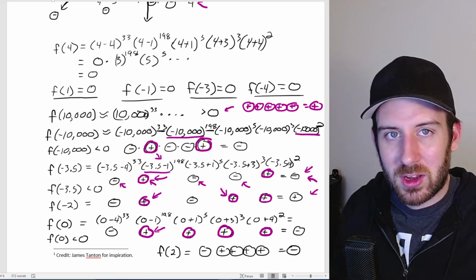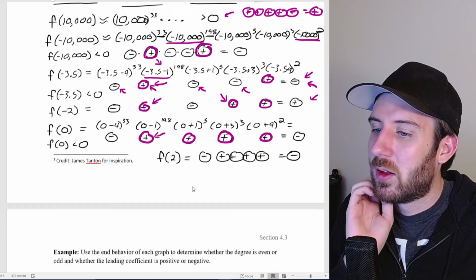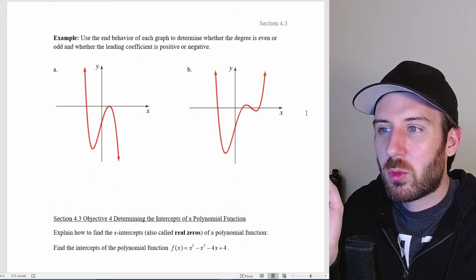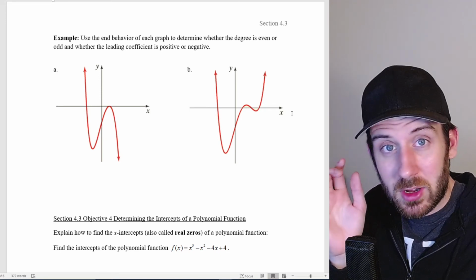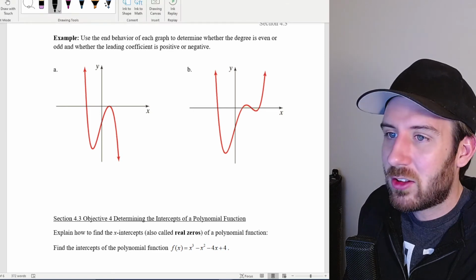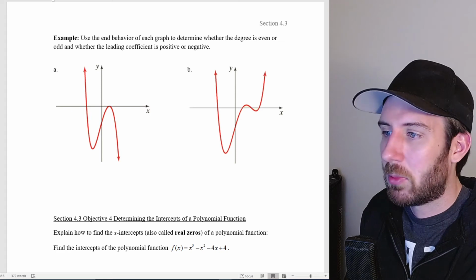The other ones don't actually matter. So lots of patterns to be had in these polynomials. Very interesting. Okay, so let's use the end behavior of these graphs to determine whether the degree is even or odd, and we'll determine if the leading coefficient is positive or negative. Let's see if we can actually apply some of these patterns that we've used, and we'll start to classify these things without even needing to know points, just by looking at them and discovering our patterns.